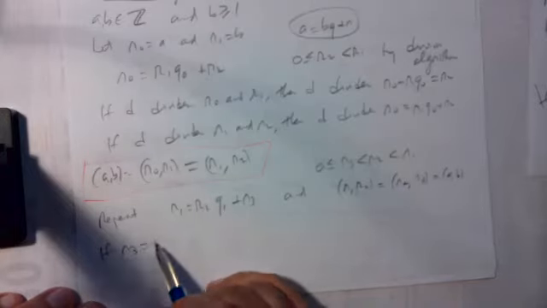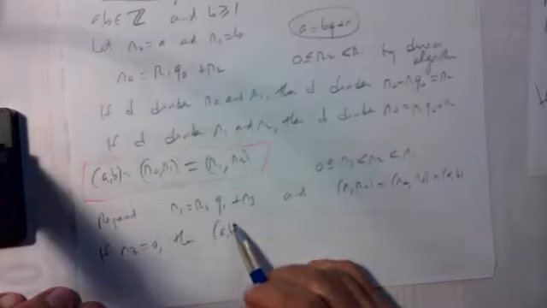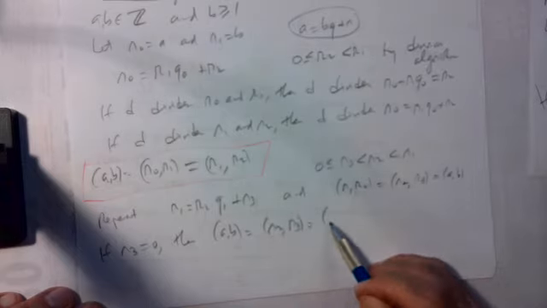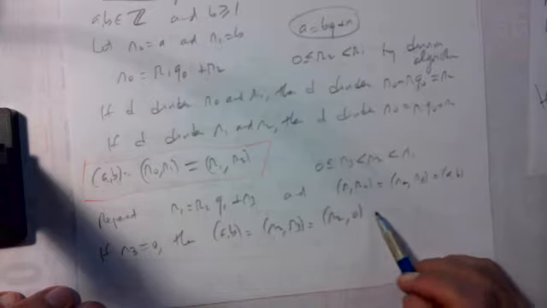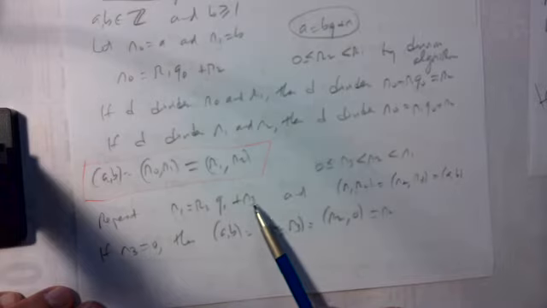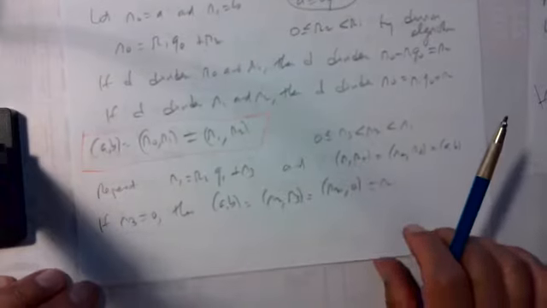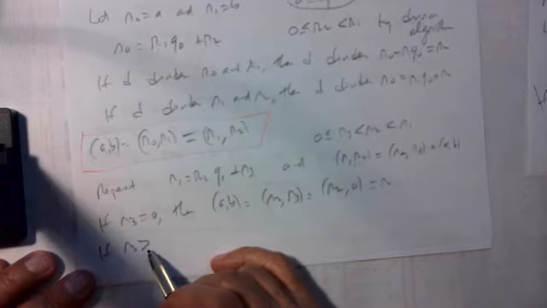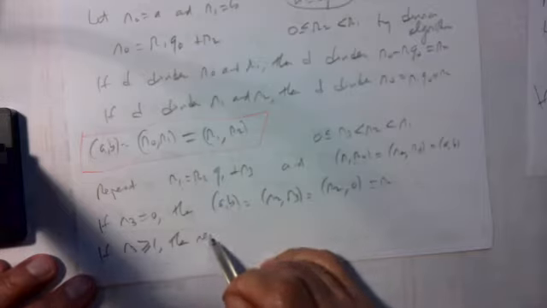If R3 equals 0, then AB, which is the greatest common divisor of R2 and R3, is R2, since the greatest common divisor of R2 and 0 is R2. So if R3 is 0, then this last positive remainder is the greatest common divisor. If R3 is not 0, that means it's at least 1, then divide, then repeat.